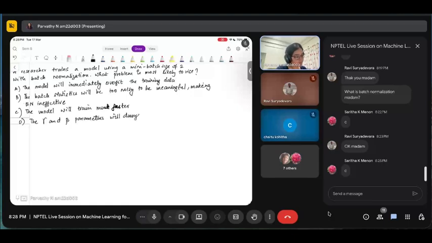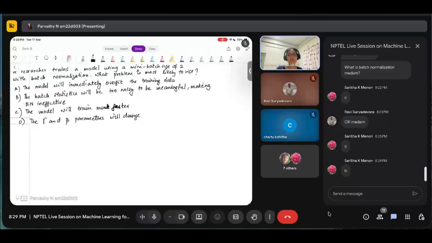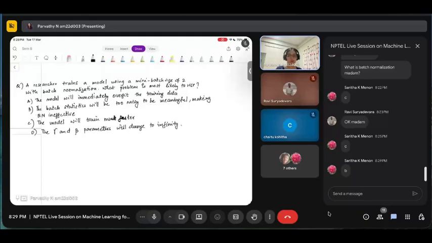A researcher trains a model using a mini batch size of 2 with batch normalization. What problem is most likely to happen? The model will immediately overfit the training data. Batch statistics will be too noisy to be meaningful, making batch normalization ineffective. The model will train much faster. The gamma and beta parameters will diverge to infinity.